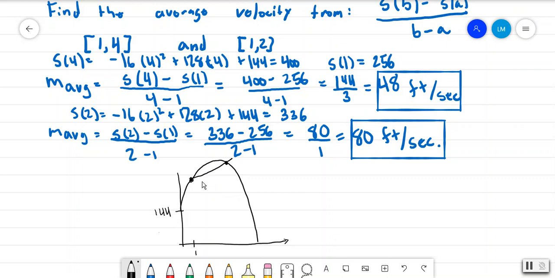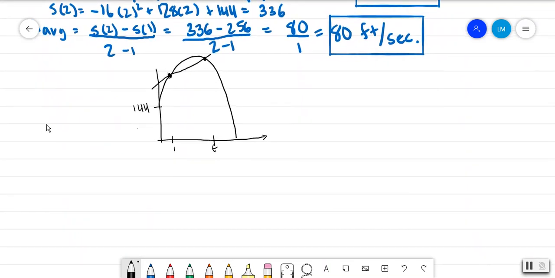This right here, that joins these 2 points, that's the secant slope. So if you say that that's t, then that means that we can find the change in t, and then we can find the change in s.